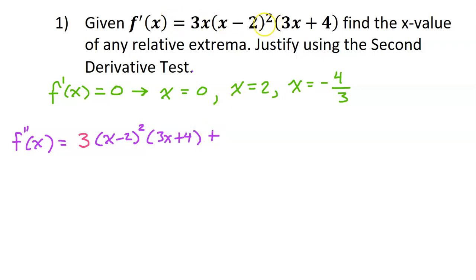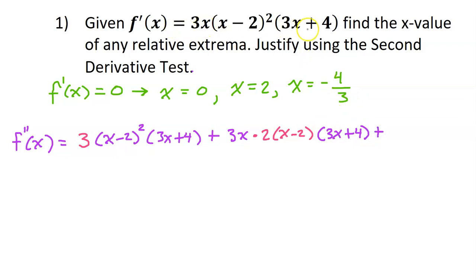Second time through, I'm going to take the derivative of the (x minus 2) squared, but the 3x will be left alone. The derivative of (x minus 2) squared is 2 times (x minus 2). And I leave the (3x plus 4) alone. And I put a plus.